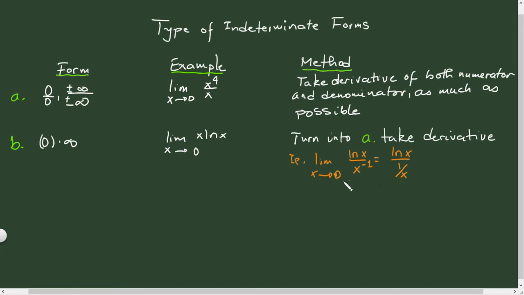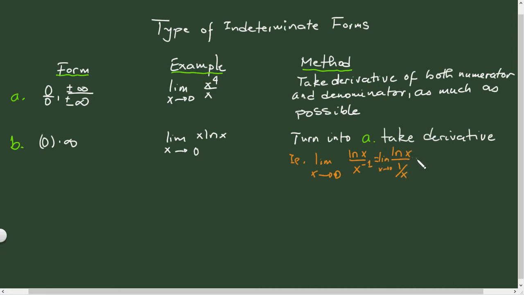Now let us apply the limit, x to 0. If you put 0 here, you're going to have infinity, and if you put 0 here, you're going to have infinity. We still have infinity over infinity, but we can continue by taking a derivative.